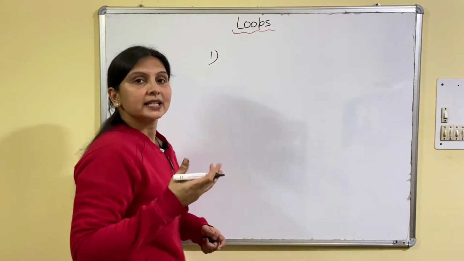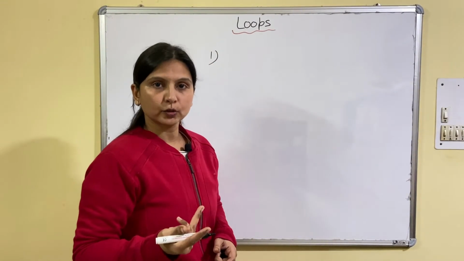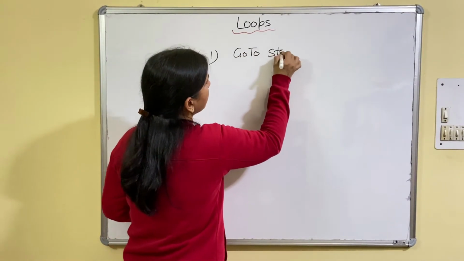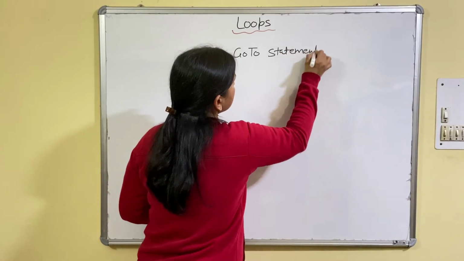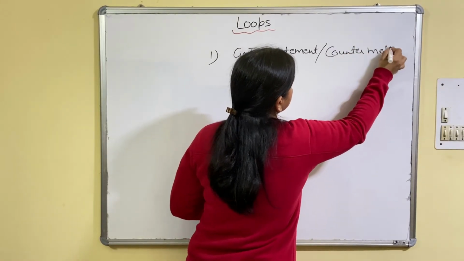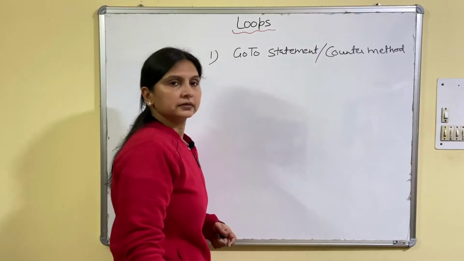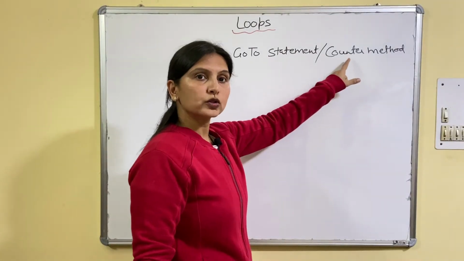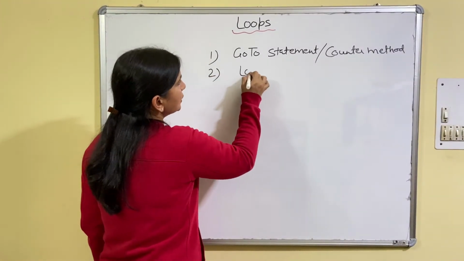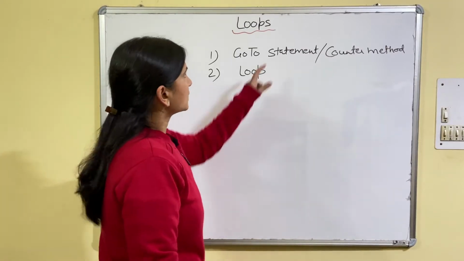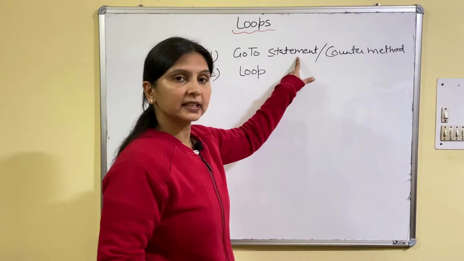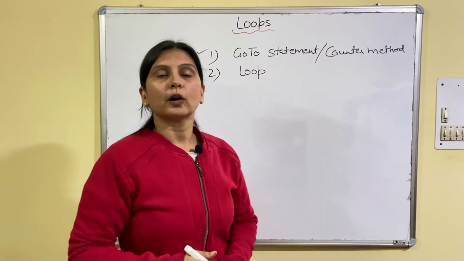To repeat a statement or set of statements, there are two ways. First is the goto statement, which is also called the counter method. As you remember, we have used a counter variable in the goto statement. And the second way is the loop. We have already discussed the goto statement in the previous video. Now we will talk about loops.